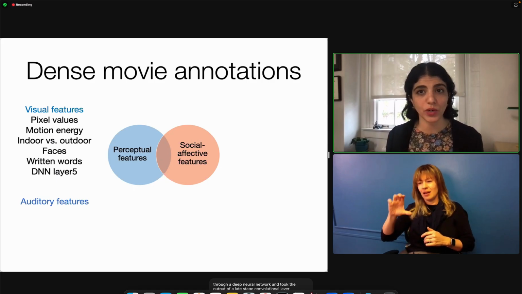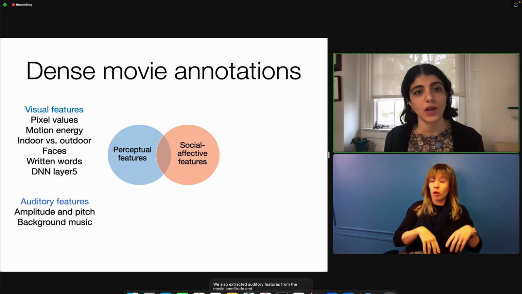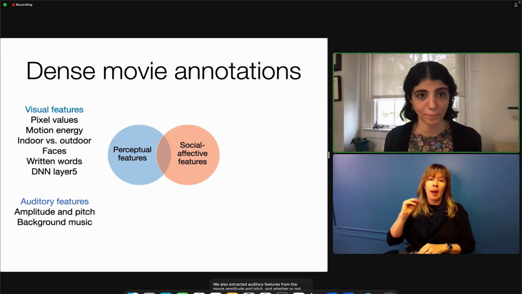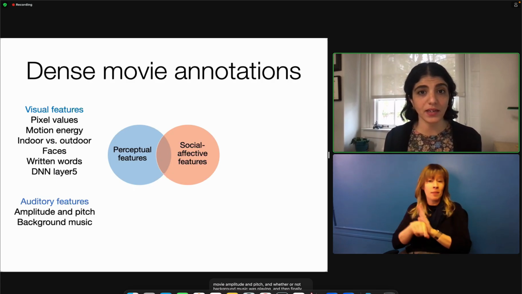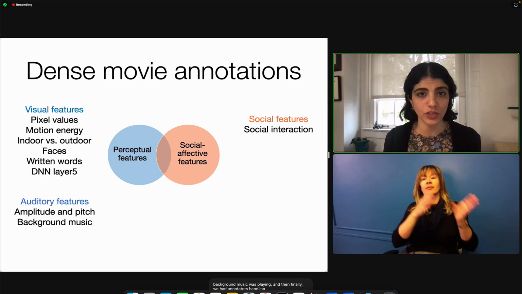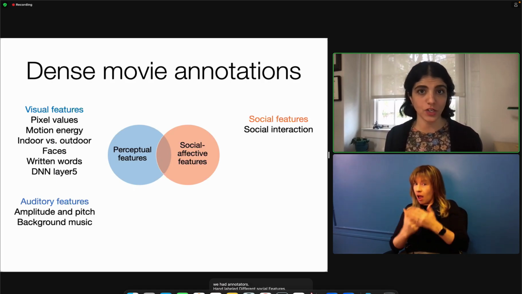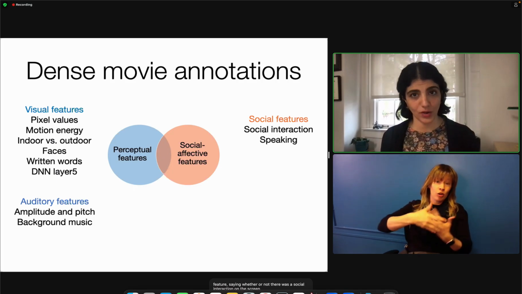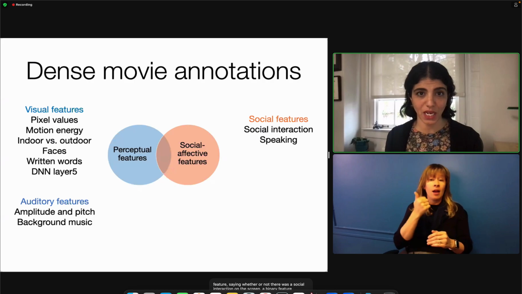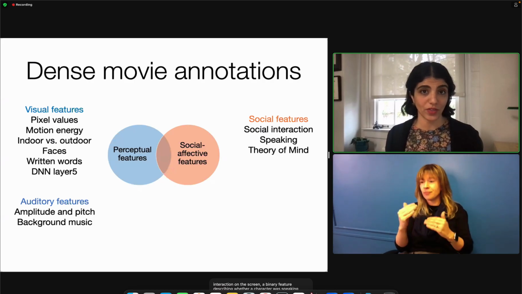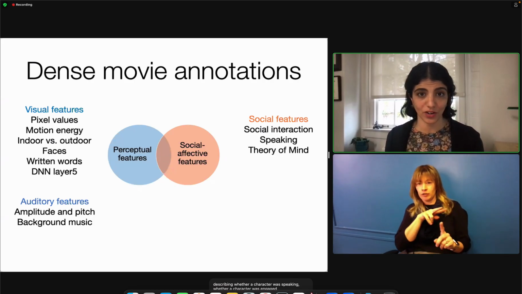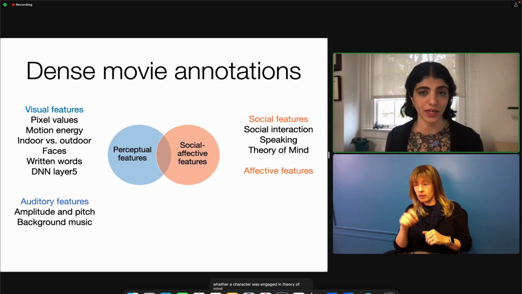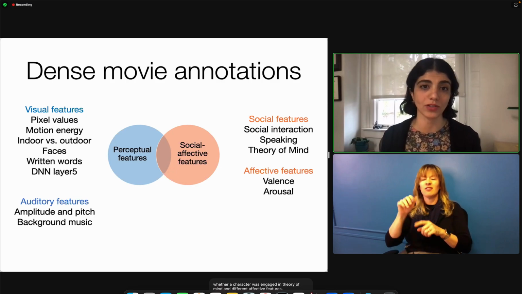We also extracted auditory features from the movie: amplitude and pitch, and whether or not background music was playing. And then finally, we had annotators hand label different social features. So a binary feature saying whether or not there was a social interaction on the screen, a binary feature describing whether a character was speaking, whether a character was engaged in theory of mind, and different affective features, the valence and arousal of each scene.